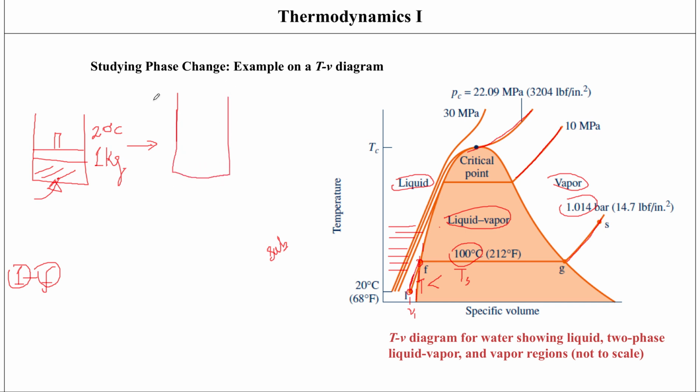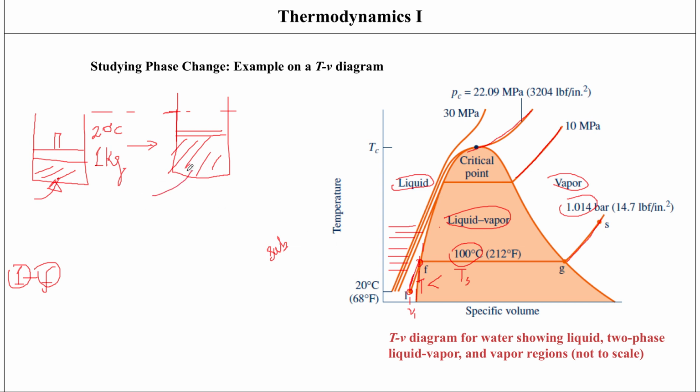Looking at the same diagram, we are here at state F. Because the temperature has increased, the specific volume is increasing too, so I have more volume in here. But when I start moving from state F within this region, there's not going to be any change in temperature anymore. The temperature is going to remain constant, and the pressure is going to remain constant too.